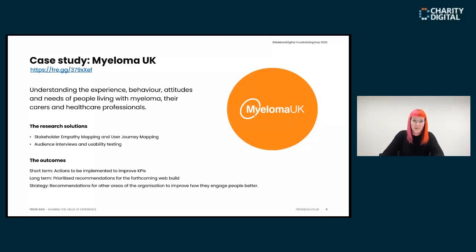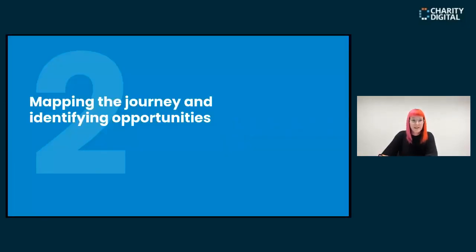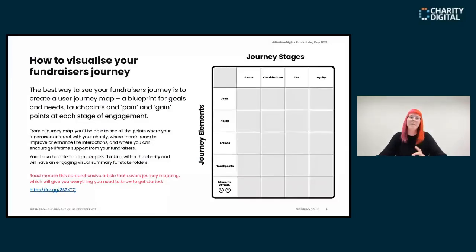So I will move on from the user research into mapping the journey and identifying opportunities. The best way to visualize your fundraiser's end-to-end journey is by creating a user journey map. I've given you a very small example of what that looks like on the right-hand side there. So you've got the journey stages along the top, and then the main journey elements along the side.